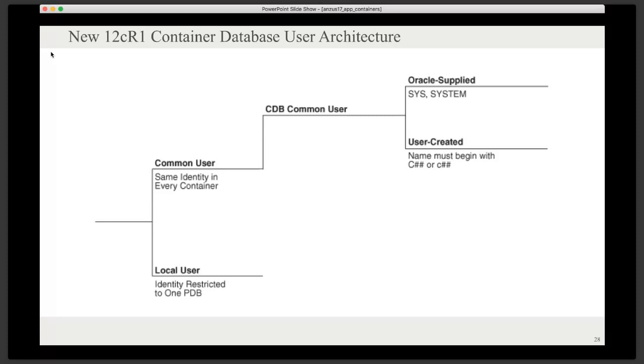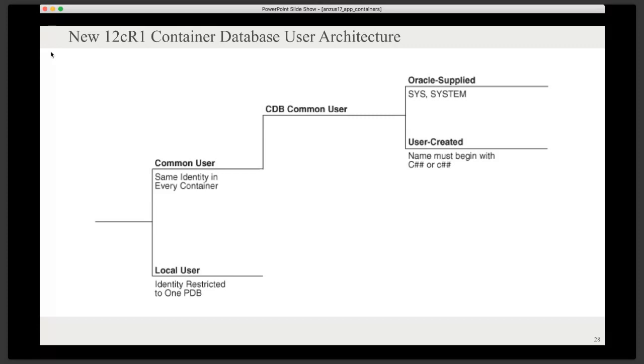In other words, there's a prefix so that Oracle knows to now push it by pointer into all of the containers underneath that particular root. So local users, if you just went in and created user ABC, you could do at the PDB level, but you couldn't do it above at a root level because that's restricted to you must have the C ## prefix. And you notice that on the right side of the slide where it talks about Oracle supplied users and user created users.